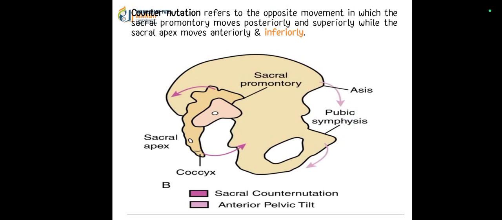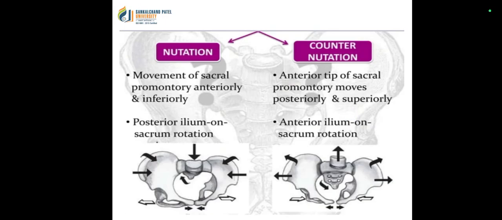Counter nutation refers to the opposite movement in which the sacral promontory moves posteriorly and superiorly while the sacral apex moves anteriorly and inferiorly. Nutation and counter nutation. Nutation, movement of the sacral promontory anteriorly and inferiorly. Counter nutation, the tip of the sacral promontory moves posteriorly and superiorly.